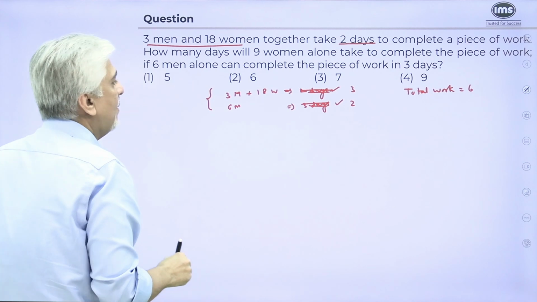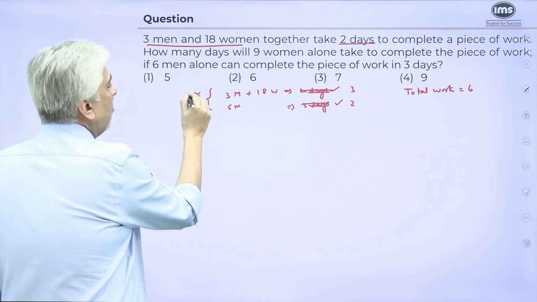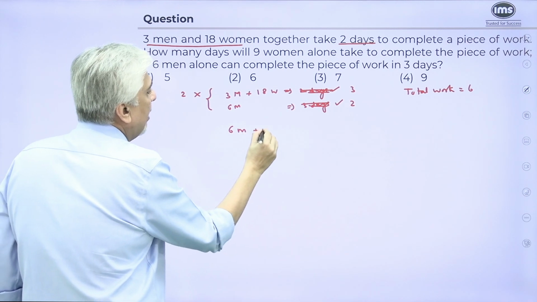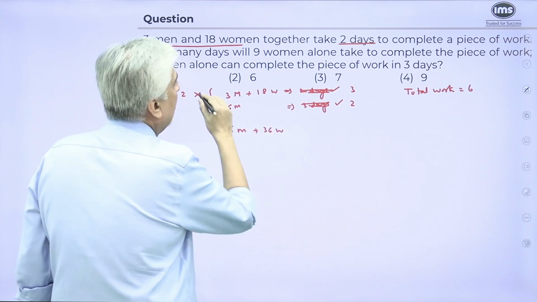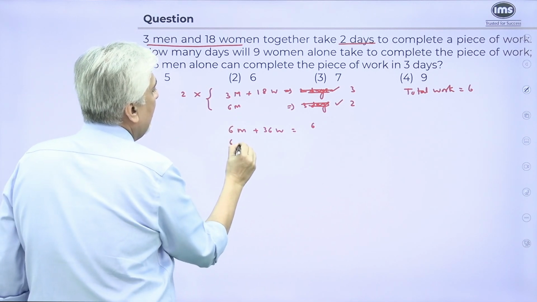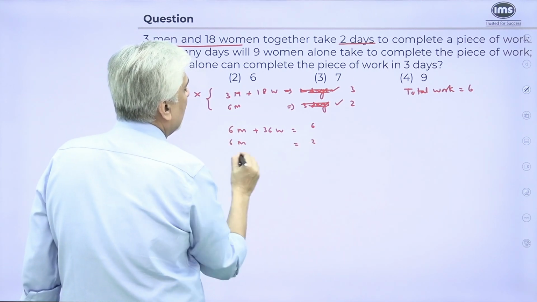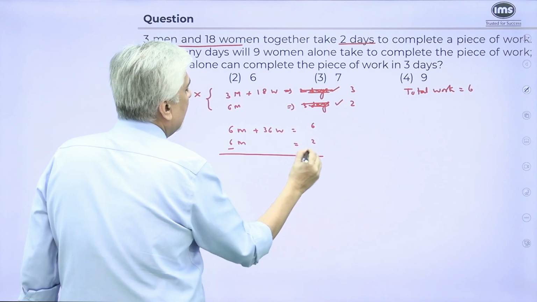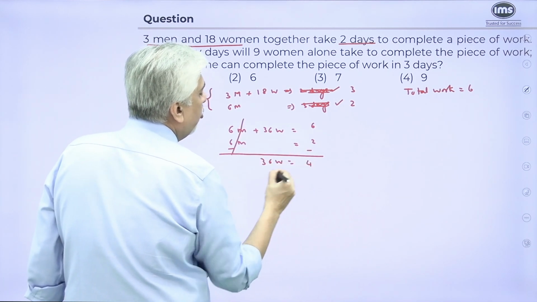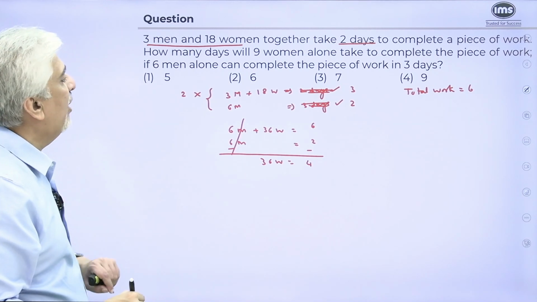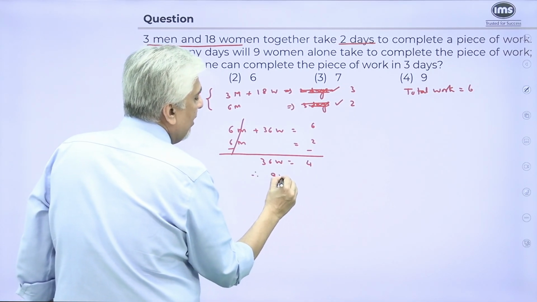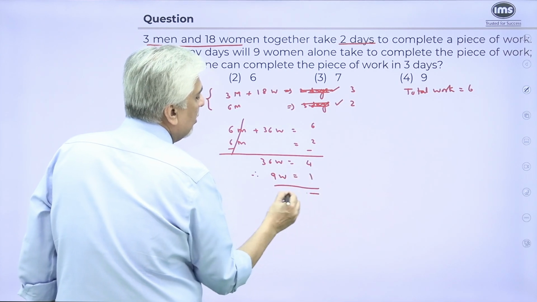Now we can solve this like a simultaneous equation. Multiply this equation by 2, so 6 will come same. 6 men plus 36 women will do 6 units of work, while 6 men will do 2 units of work. Subtract this. 36 women will do 4 units of work. We want to find for 9 women. So divide by 4 on both sides. So 9 women will do 1 unit of work.